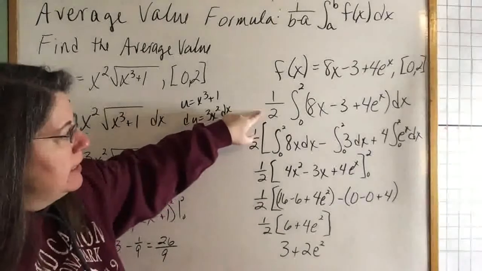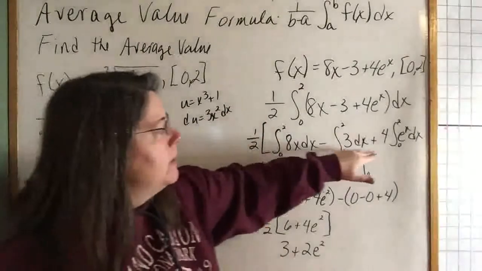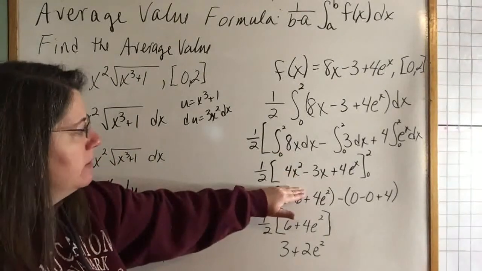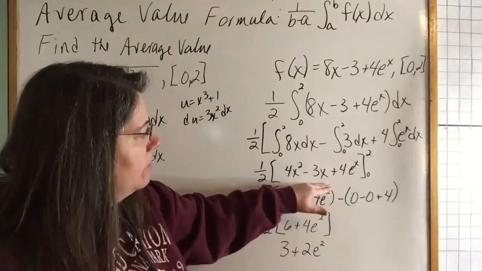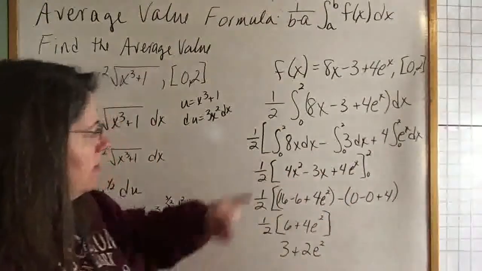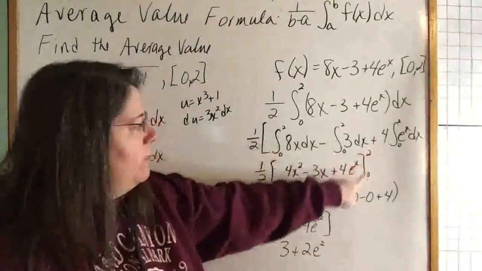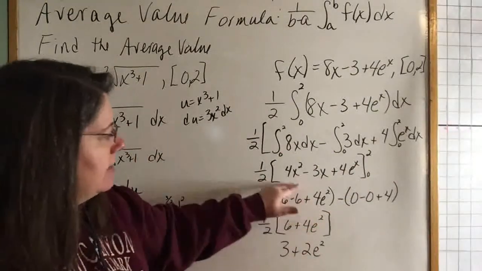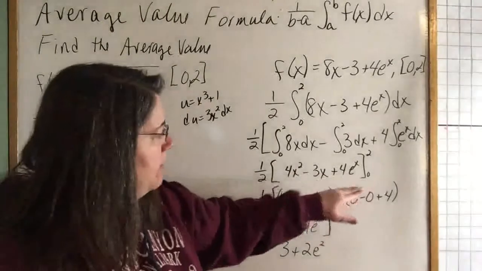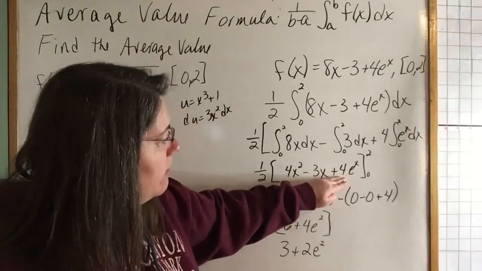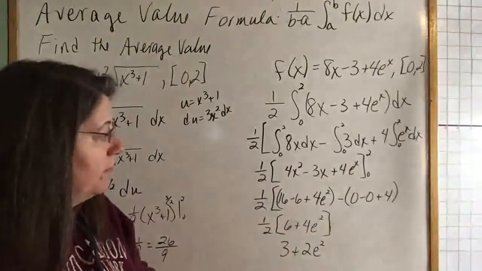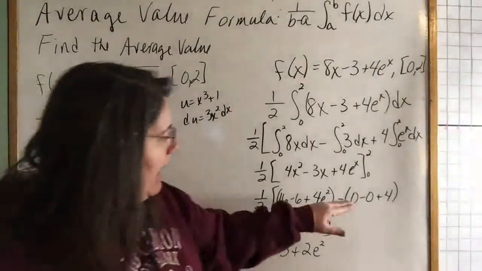I integrate. First I separated, and then I integrated. So the integration of 8x is 4x squared. Integration of 3 is 3x. Integration of e to the x is e to the x, so we have 4 times e to the x. That 1/2 is still on the outside, and that goes from 0 to 2. When I plug the 2 in, I get 16 minus 6 plus 4e squared. When I plug 0 in, I get 0 minus 0 plus 4 times e to the 0, which is 1, so that's just 4.